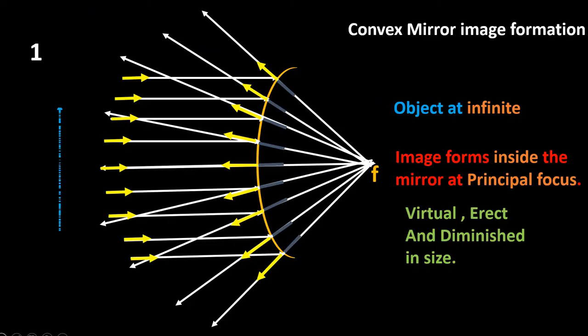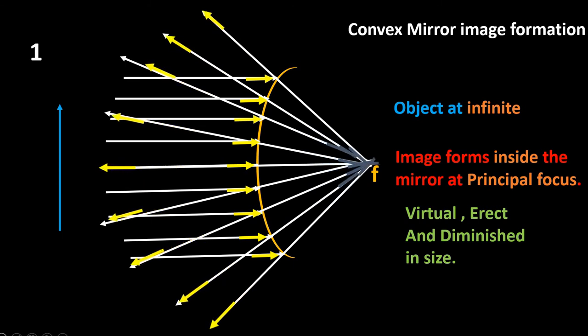One, when object is at infinity, the parallel beam of light rays, after reflection, appear to have started from a point on principal axis, which is called principal focus. So, if object is at infinity, image forms at or on F. This image is a virtual image, since this image is not formed by actual intersection of light rays. Every virtual image is erect, and since image is formed at a point, the size of image is very small or diminished in size.